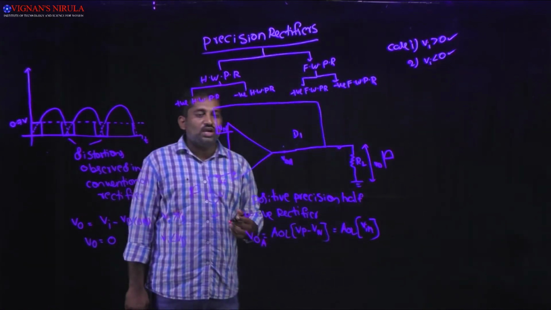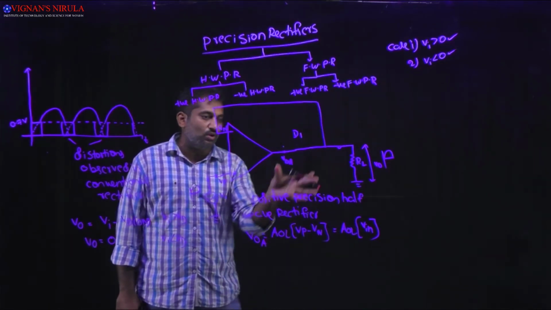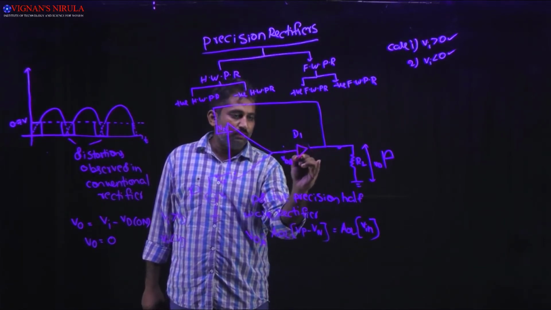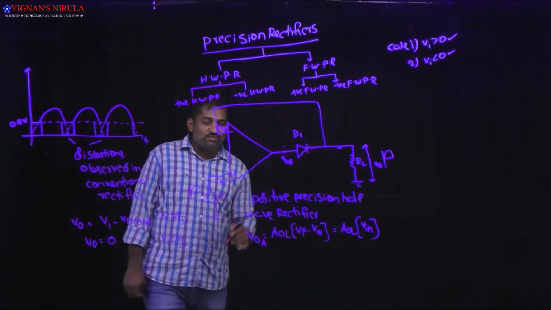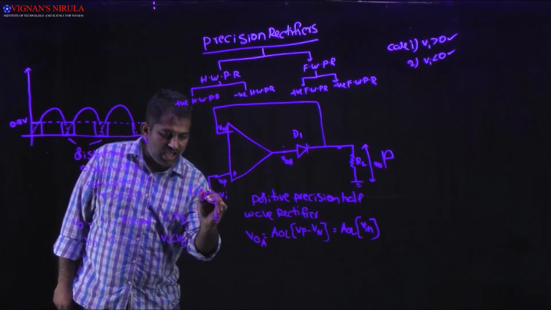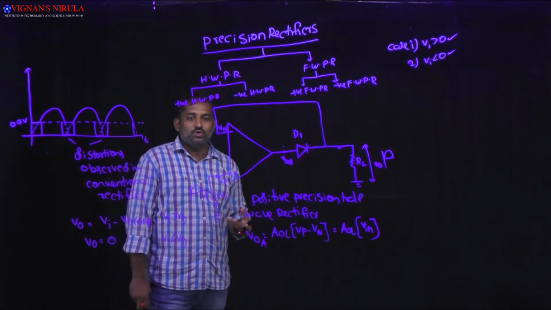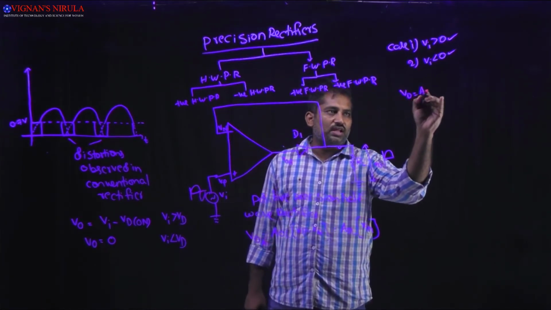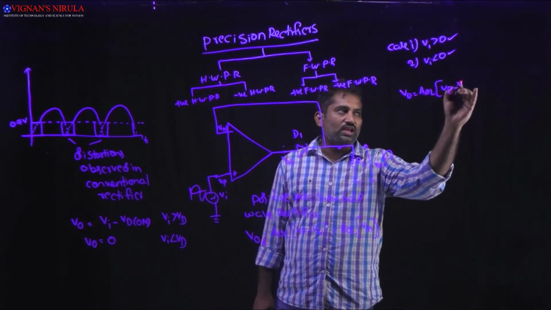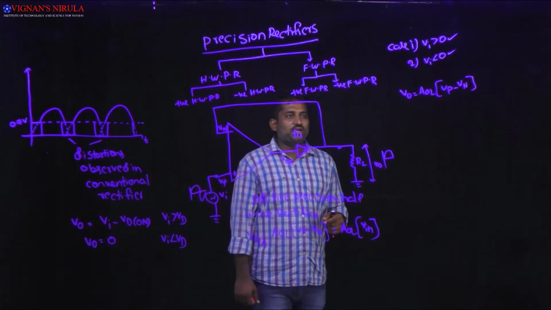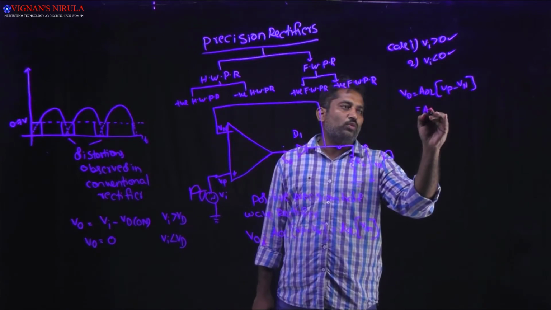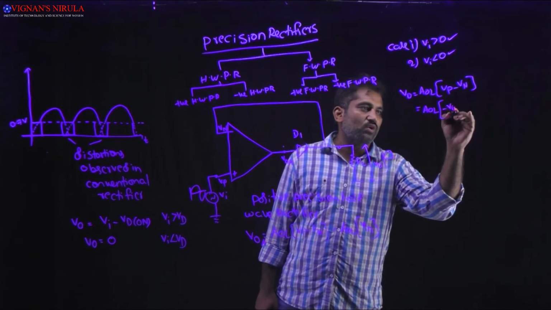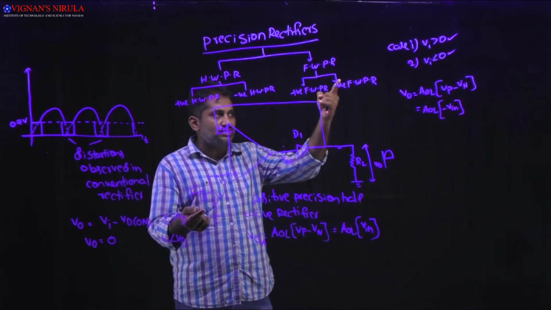What is case 2? Case 2 is when Vi is less than 0. Once again here I am placing the diode, and now my Vin is less than 0, which means I am going to apply the negative half wave. So V0 is equal to A0L into (Vp minus Vn). I think you all know this expression. Here A0L is the open loop gain, which is a very high value, and Vp in this case is minus Vin. Why? Because I am applying Vin less than 0.